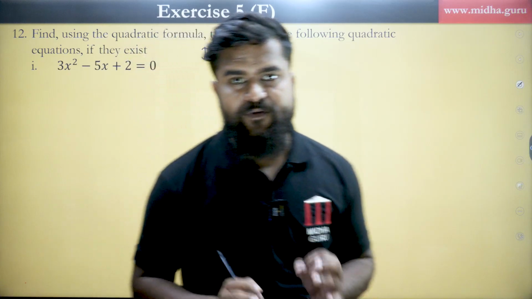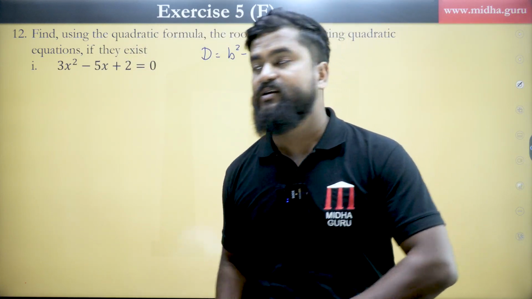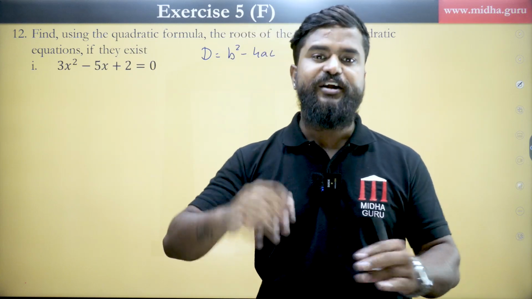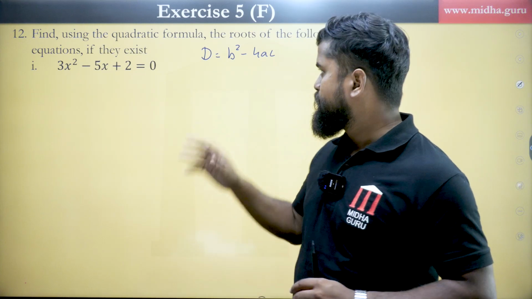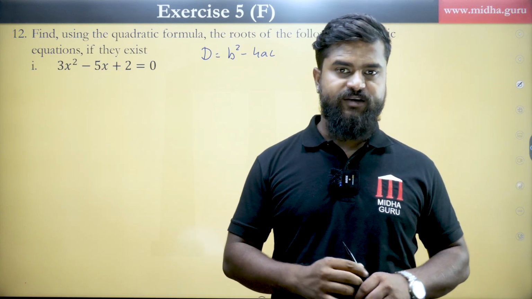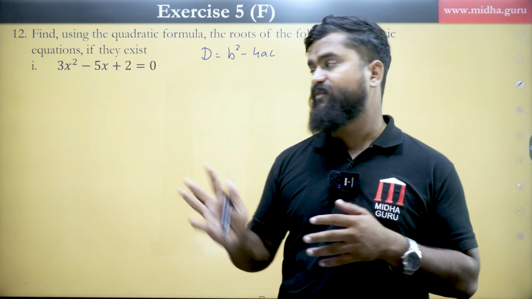Because if you remember from the concept videos, if the discriminant is less than 0, we will know straight away that the roots are going to be imaginary. So we won't need to solve the equation. So for these questions, we'll first calculate the discriminant, see whether it is equal to 0, greater than 0 or less than 0, and based on that we'll solve.